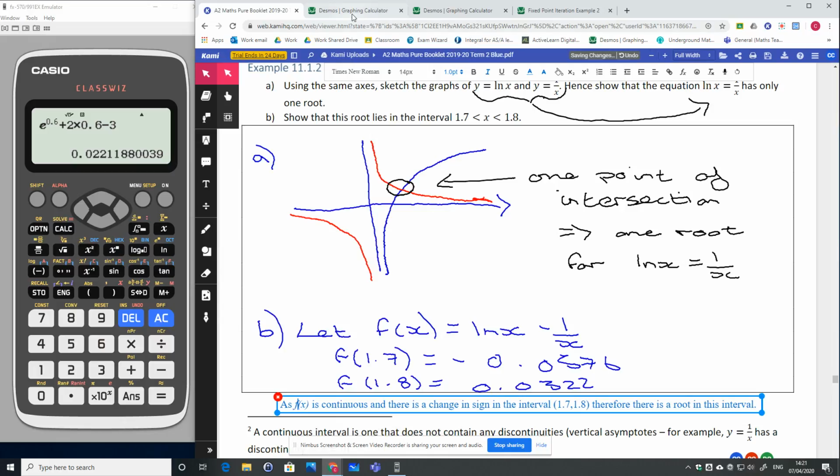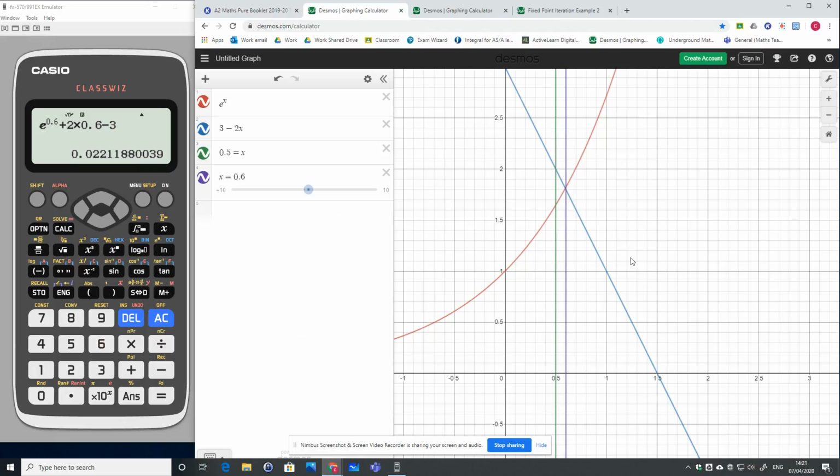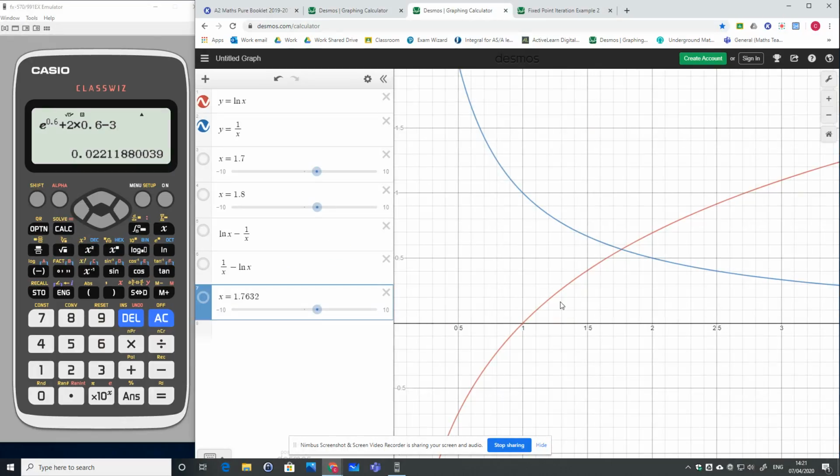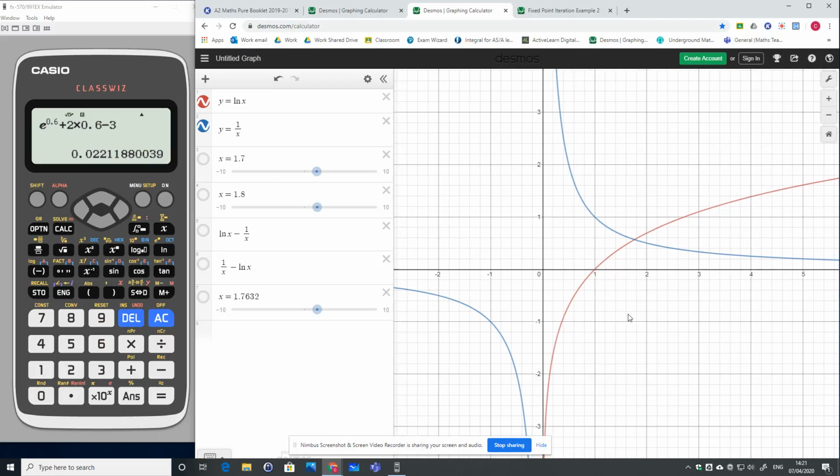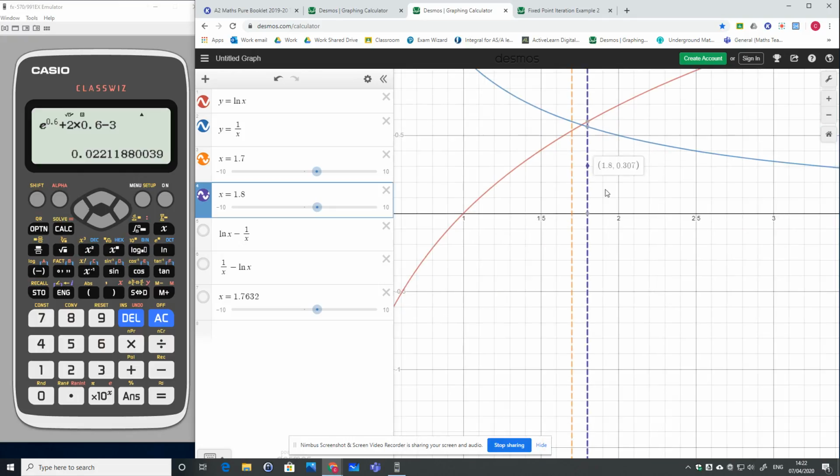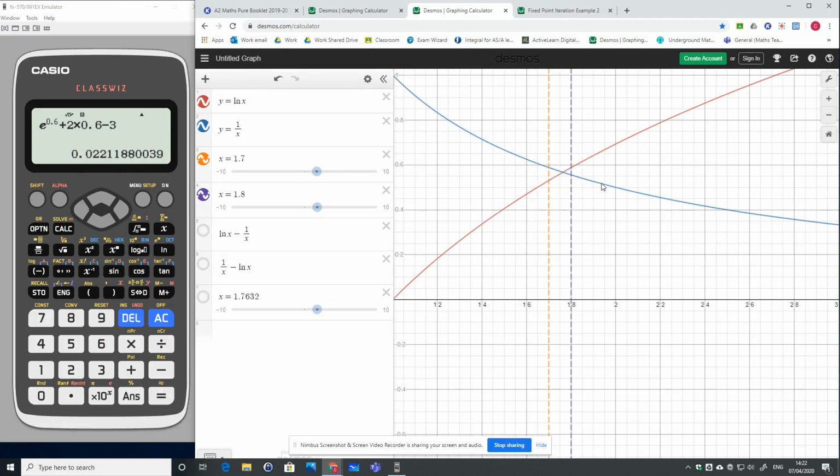If we just look at that graphically, so wrong graph, there we go. So we've got y equals ln x as the red graph, y equals 1 over x as the blue graph. I've just zoomed into it slightly there, and we're looking at the interval 1.7 to 1.8. So I'm looking between those two values there. That's where my root is.